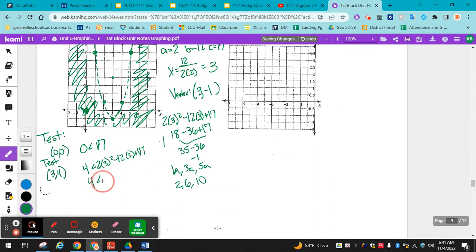So 4 is less than 9, 18 minus 36 plus 17. Hey, I already did this. This was the vertex when I plugged in 3. So negative 1. So is 4 less than negative 1? No, it is not. So we do not want to shade where that is.